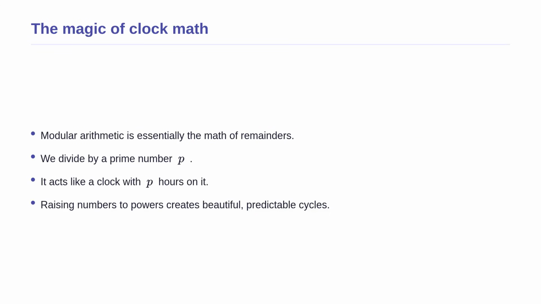To understand Fermat's little theorem, we first need to think about modular arithmetic, which is essentially the math of remainders. Imagine a clock face, but instead of 12 hours, it has a prime number of hours, which we will call p. When we count past p, we simply wrap around back to the beginning, just like a clock resets after 12. In this system, when we take a number and repeatedly multiply it by itself, raising it to higher and higher powers, the remainders do not just bounce around randomly. They actually create beautiful, predictable cycles. Understanding these cycles is the key to unlocking shortcuts for massive calculations.